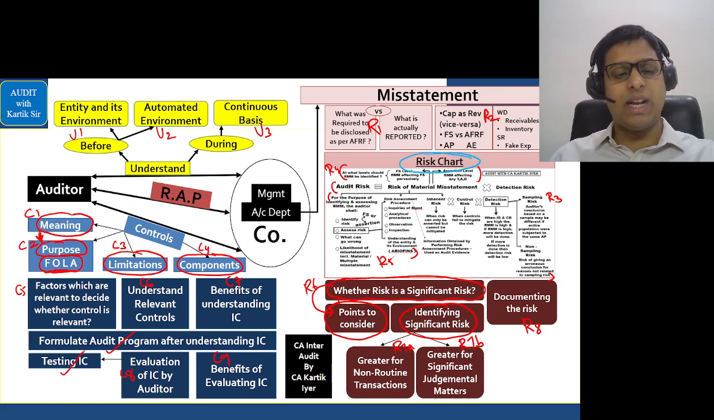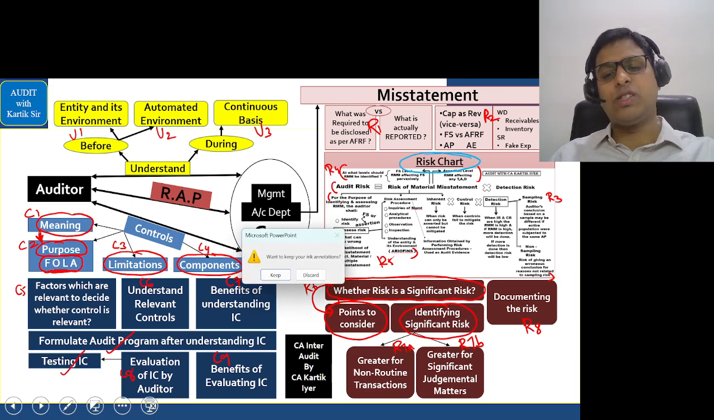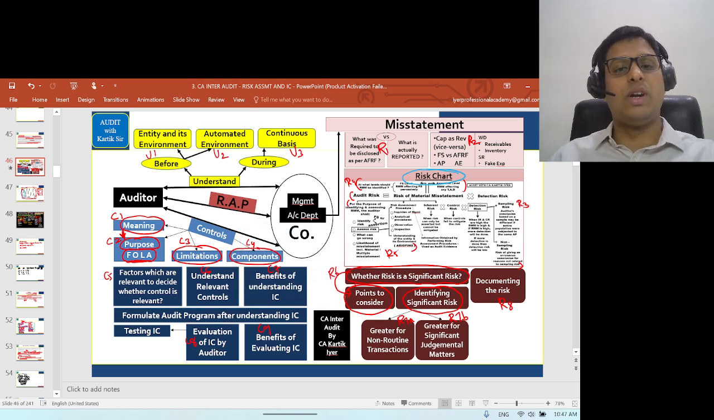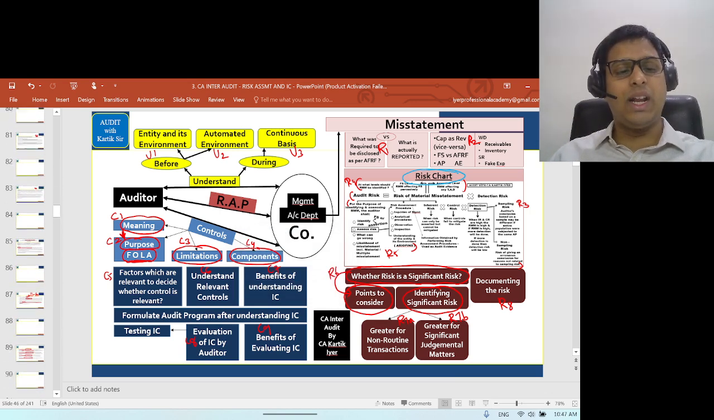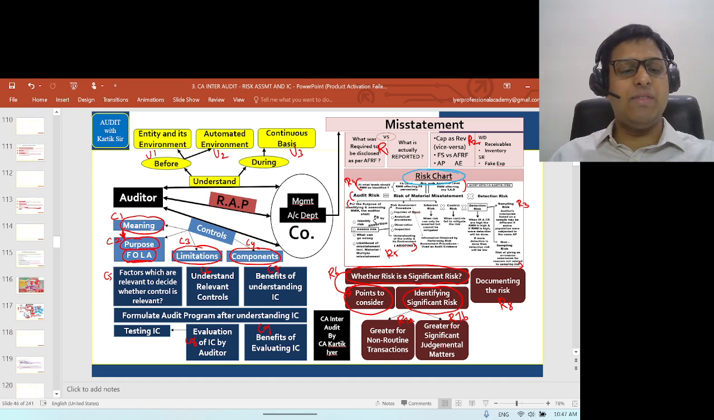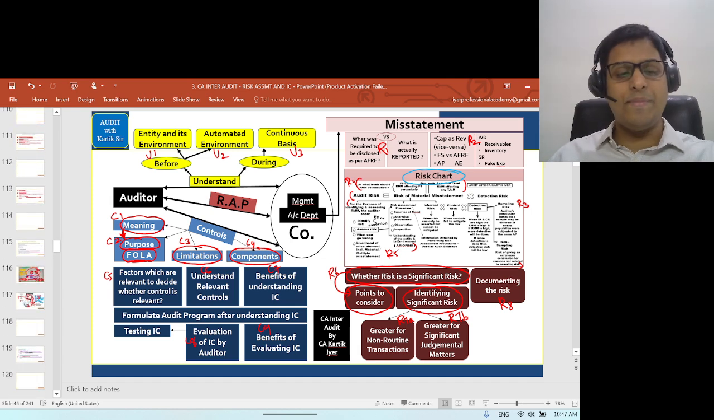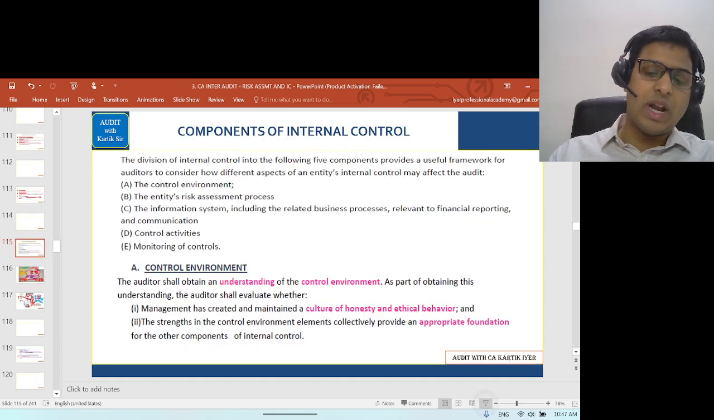So these are the two areas that I told you to read. That completes a very important part called risk assessment and internal control. In that we had done the risk circuit, control circuit. Now you go to the next answer, which I told you, that is components of internal control.